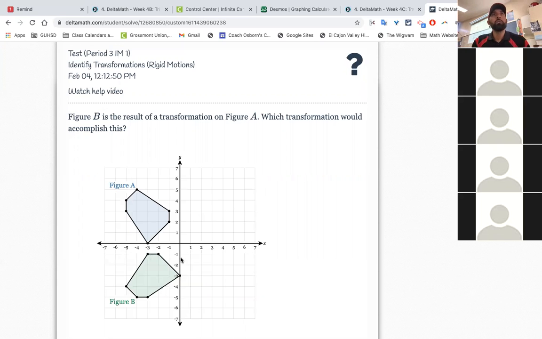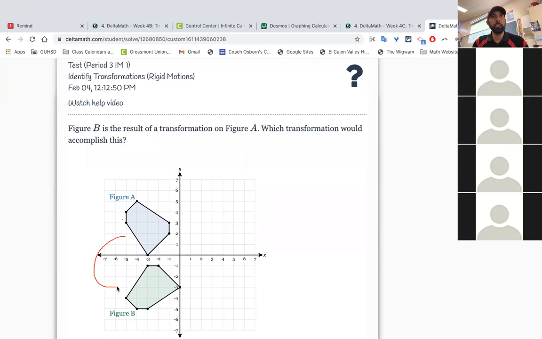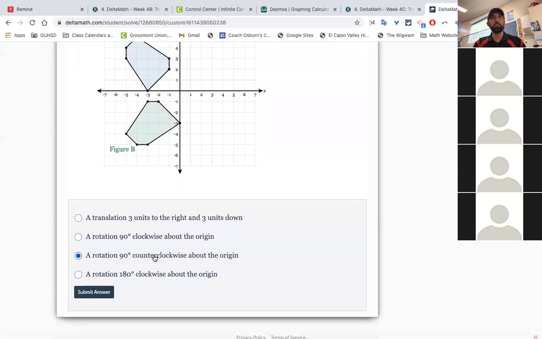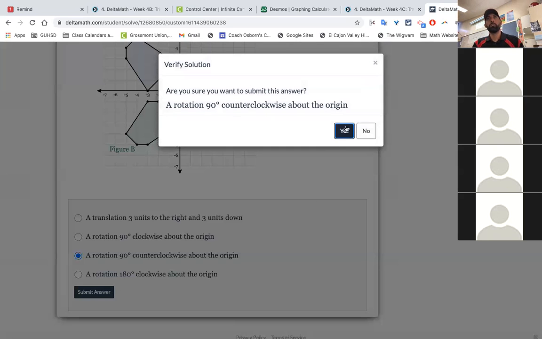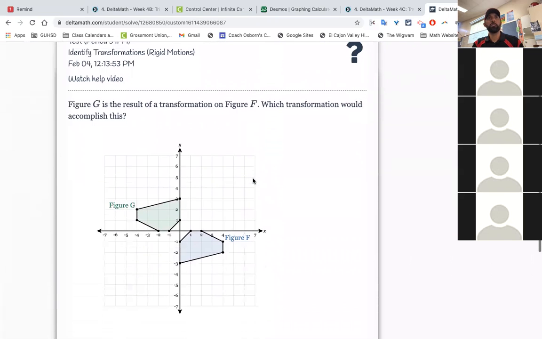Okay, so that means we've got another rotation here going like this. And now we're going the other direction. So same thing like the last one, except now we're going counterclockwise. So that's really the only difference on this one, is now we're going 90 degrees counterclockwise. Okay, so let's go to the next section.